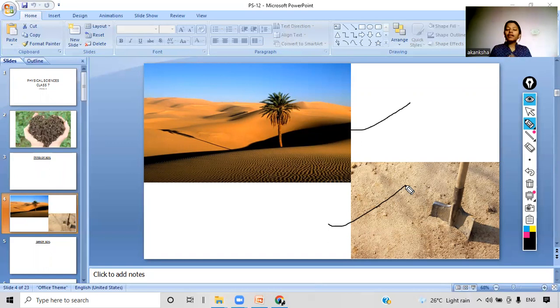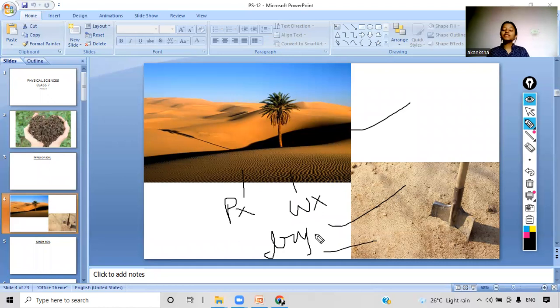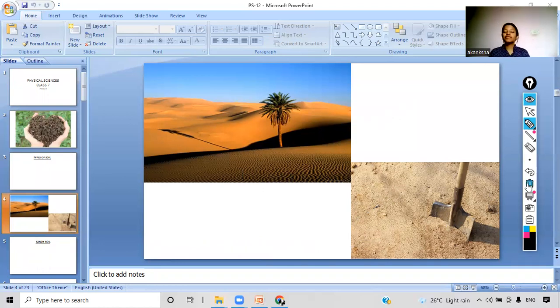So how did you identify that it is sandy soil in both of these pictures? Any observations from your side? You can write it in the chat box. There are no pebbles, and there is no water in it. It is very dry. So these are some of the features of sandy soil. What is the first topic we are going to study from these pictures? The sandy soil. Very good.